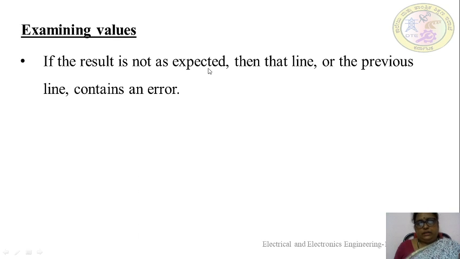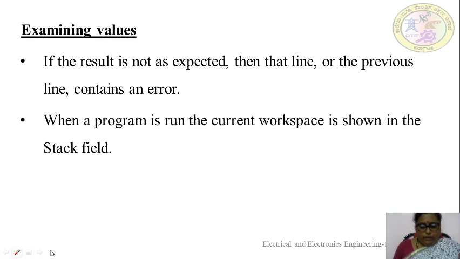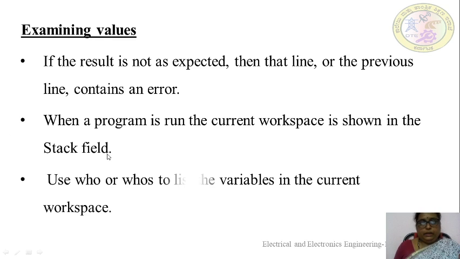If the result is not expected, that result you are getting is wrong, then that line or the previous line contains an error. So that error has to be debugged and then again it has to be continued. When a program is run, the current workspace is shown in the stack field. Use who or whos to list the variables in the current workspace. Then you will come to know what are the different variables you have created, with what size and the name.